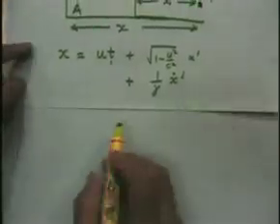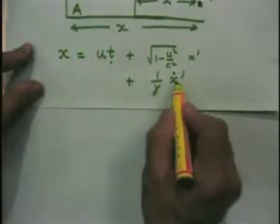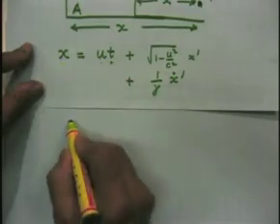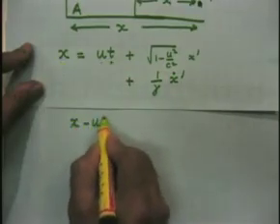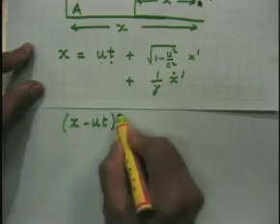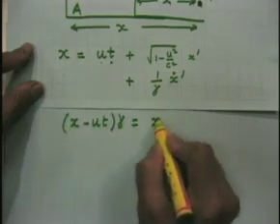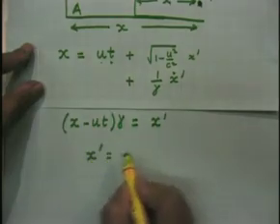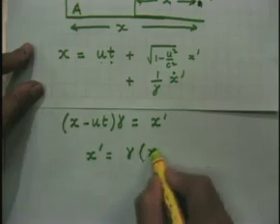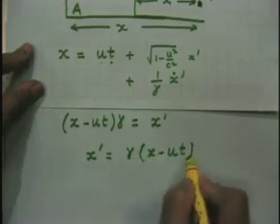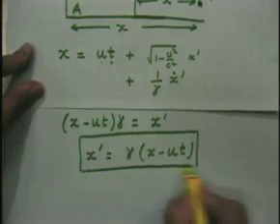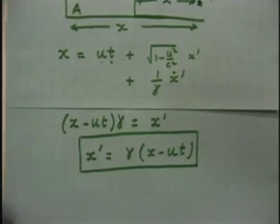So, I will obtain from here, if I bring this ut to the left hand side, x minus ut times gamma is equal to x prime. So, x prime is equal to gamma times x minus ut. This is one of the equations describing what is known as the Lorentz transformation.